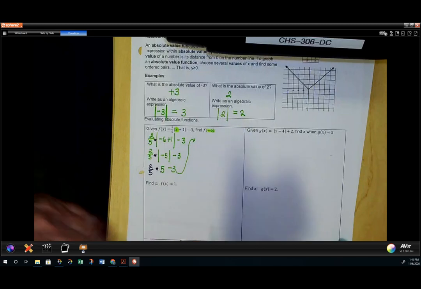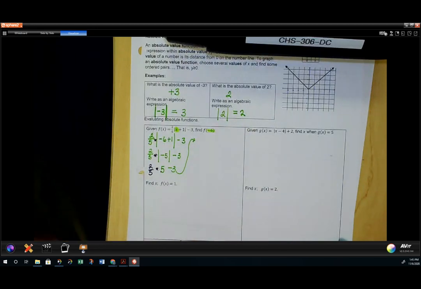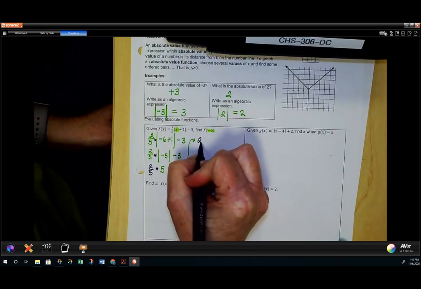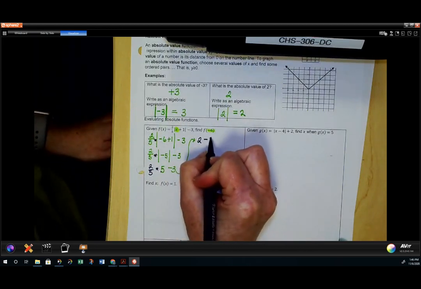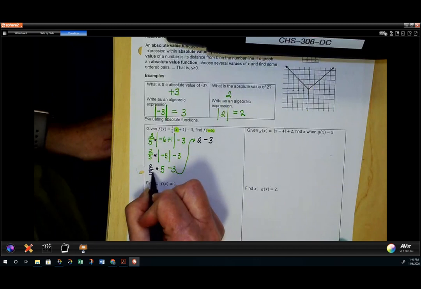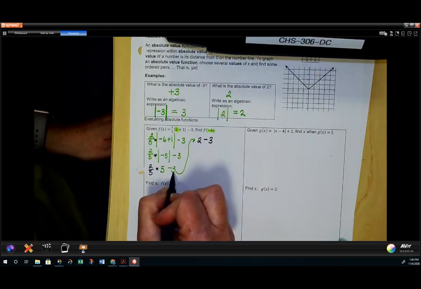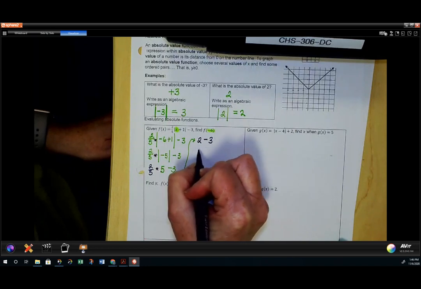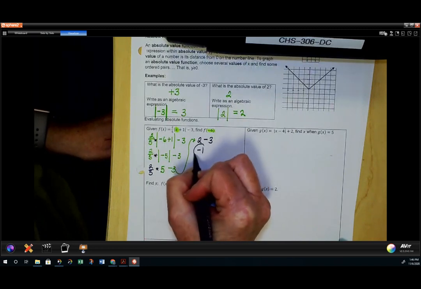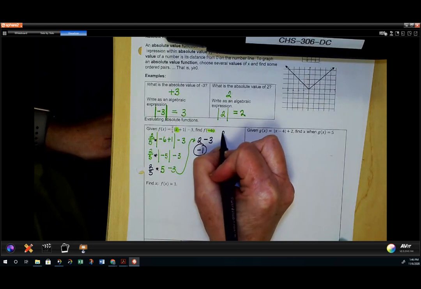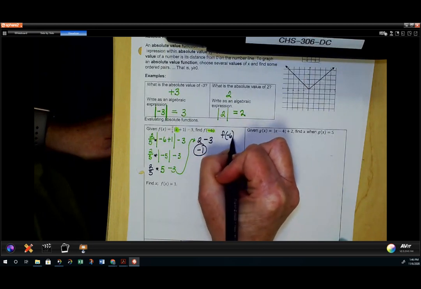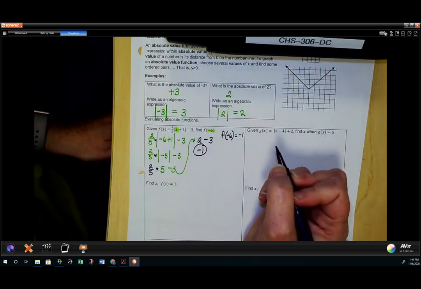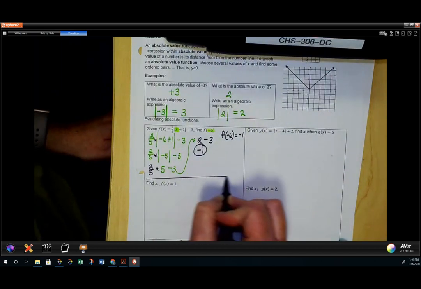I'm running out of room. So 2/5 times 5 ends up being 2, and you can use your calculator. Now I have 2/5 times 5 is 2, and then I still have that -3. So 2 minus 3 is -1. So that's my answer. This says when x is -6, my value is going to be -1. So that's this one.